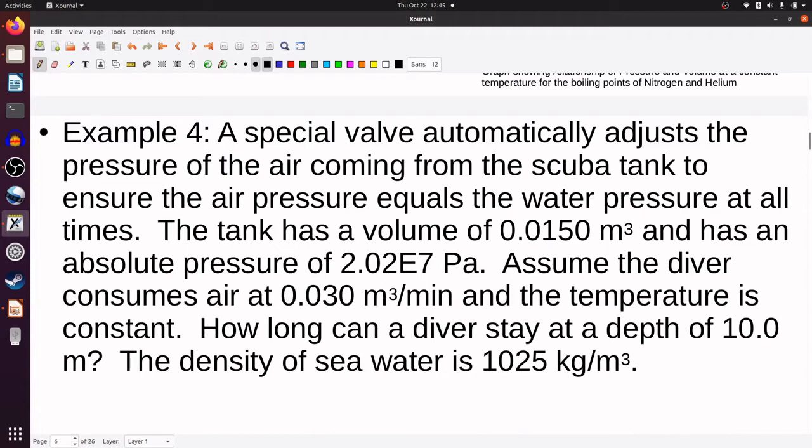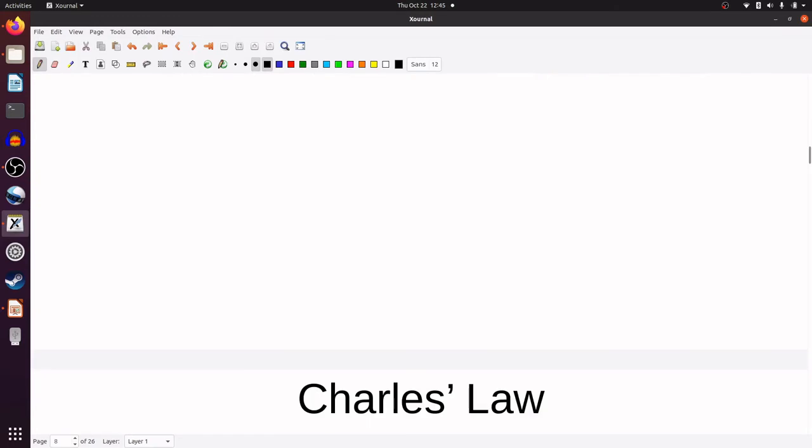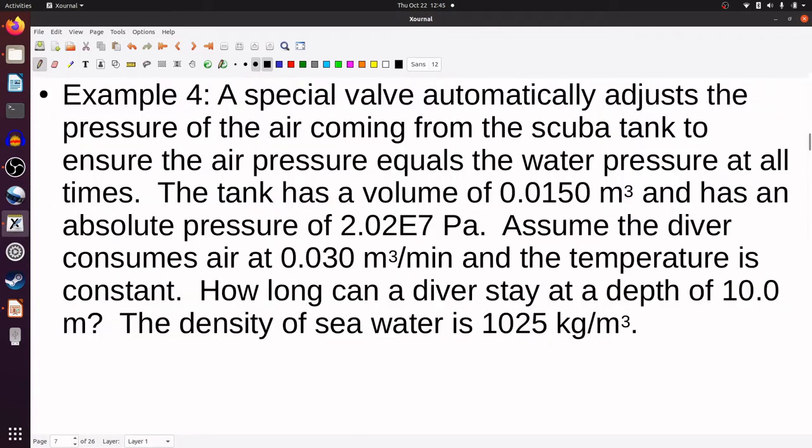But basically, example 4, shortened version so I can kind of fit it onto one page. I gave myself another page so I have enough room to write. But basically you have a special valve. Well, let's start here. When you go scuba diving, the big issue is your pressure in your lungs needs to equal the pressure at that depth. And so your pressure tank is trying to keep that at the same pressure. And there's a special valve that automatically adjusts the pressure of the air coming from the scuba tank, and it ensures that your air pressure and your water pressure are the same at all times.